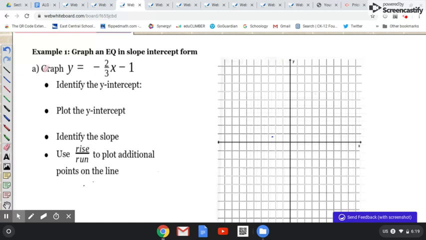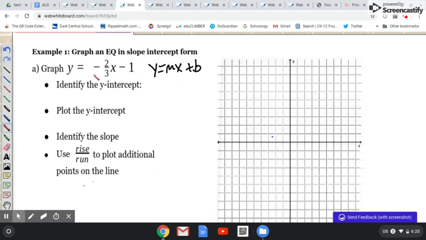So example 1, part A, graphing this equation in slope-intercept form. We're going to do our first step. We're going to check, does this line look like y equals mx plus b? So we're checking to see, does it look like this? And I can see that y is by itself. It is set equal to some number times x, and it's plus or minus another number. So it does look like this.